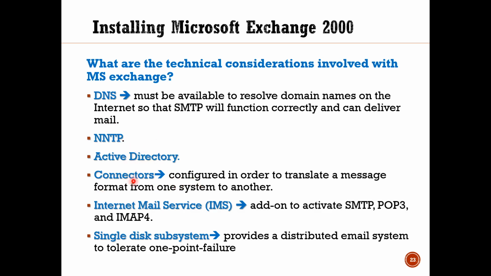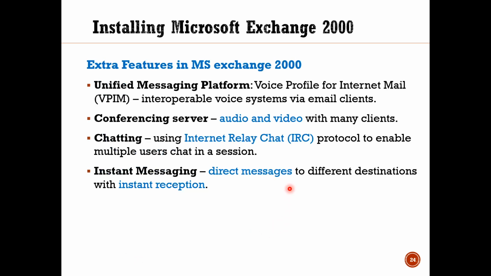They are all different considerations. Connectors here means translating messages from one system to another system. And IMS here is an add-on service that triggers whether each of these three protocols is in use or in duty. A single email subsystem provides distributed email systems, particularly when we talk about IMAP4. Of course, this is a very important trait.